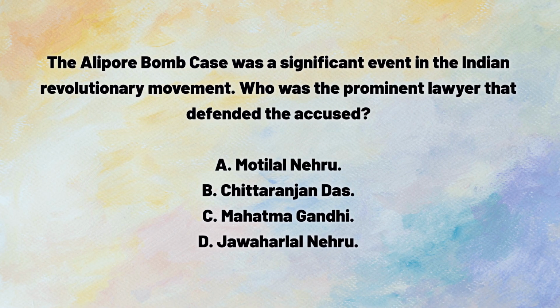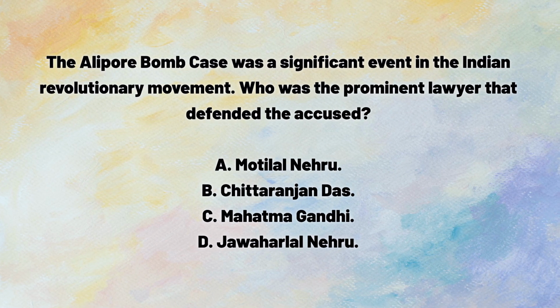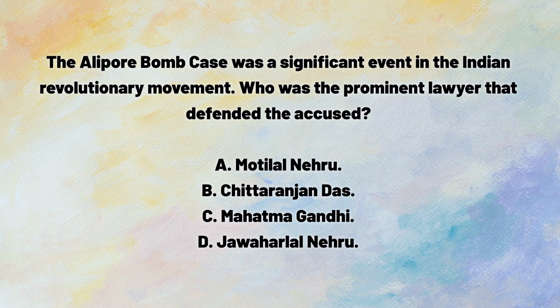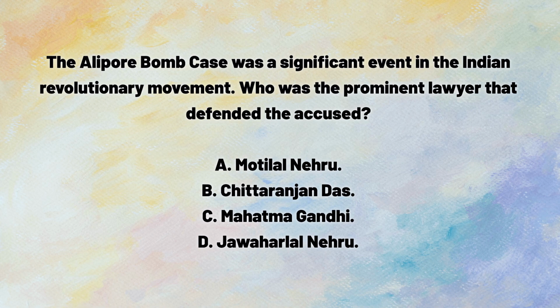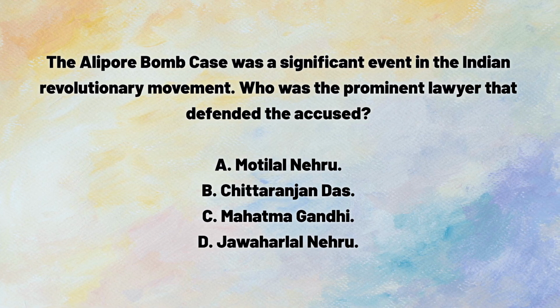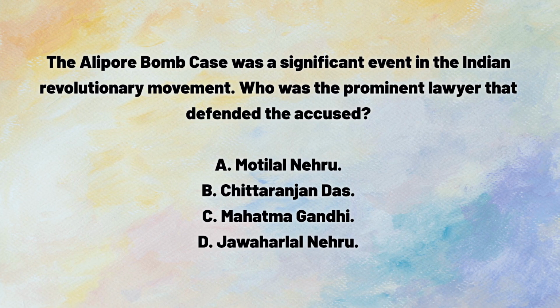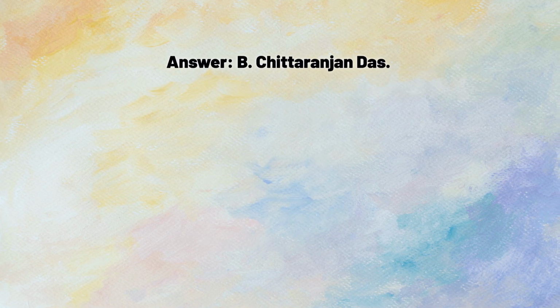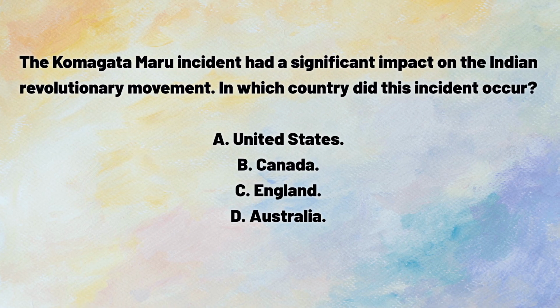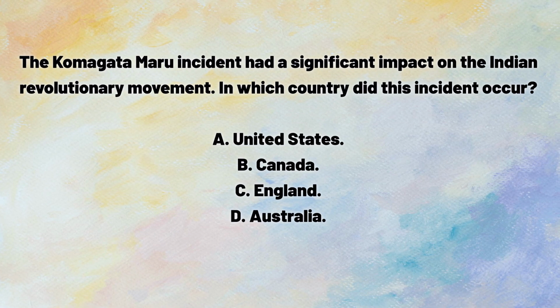The Alipore bomb case was a significant event in the Indian revolutionary movement. Who was the prominent lawyer that defended the accused? A. Motilal Nehru, b. Chittaranjan Das, c. Mahatma Gandhi, d. Jawaharlal Nehru. Answer: B. Chittaranjan Das.